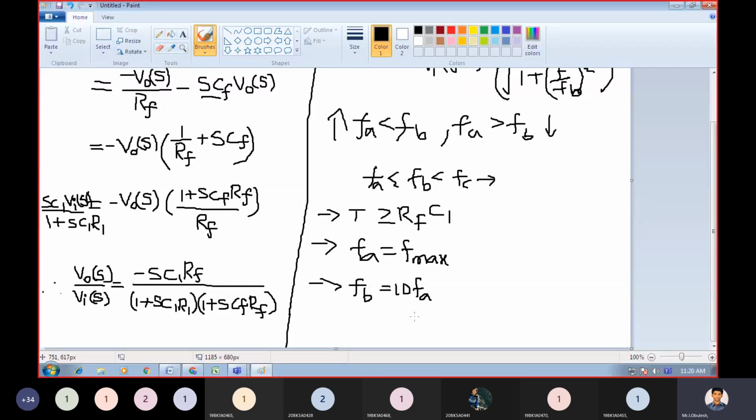Choose fA equals 10 fa. Now we need to calculate the values of R1 and CF, so that we equate R1 C1 equals RF CF. We need to calculate the values with the help of fb equals 10 fa.